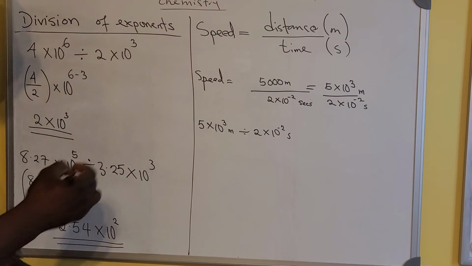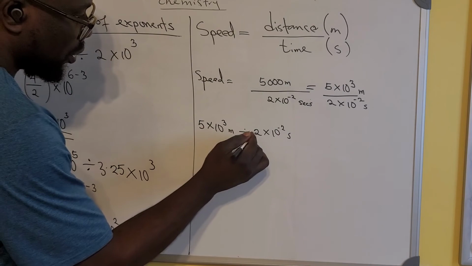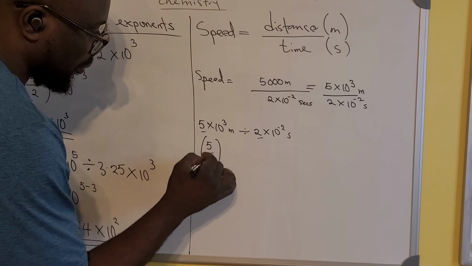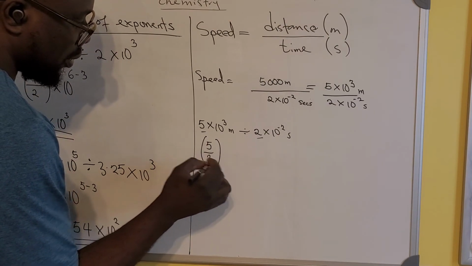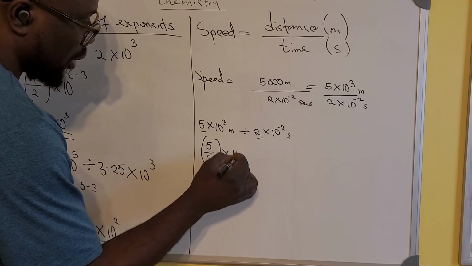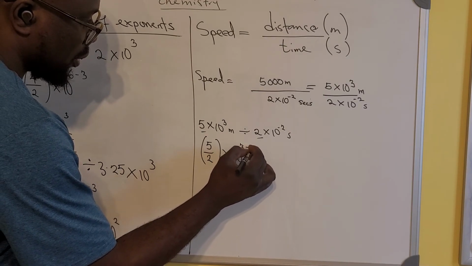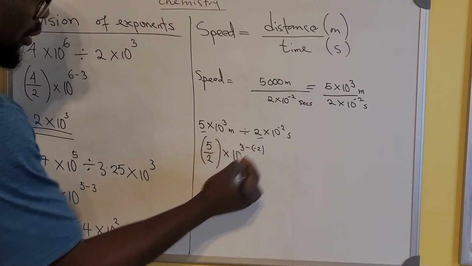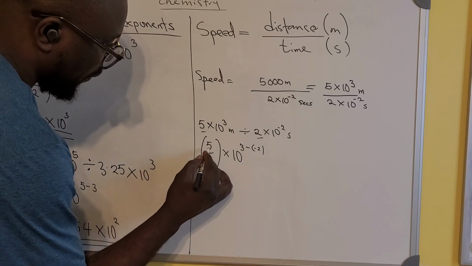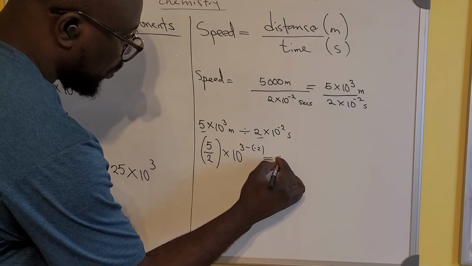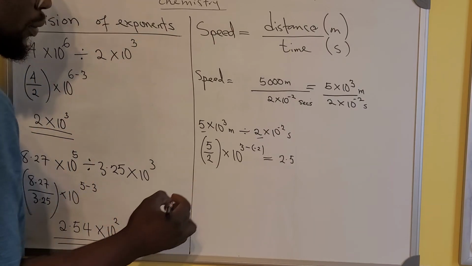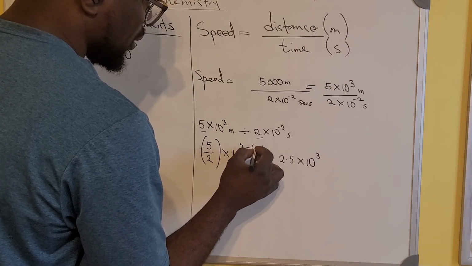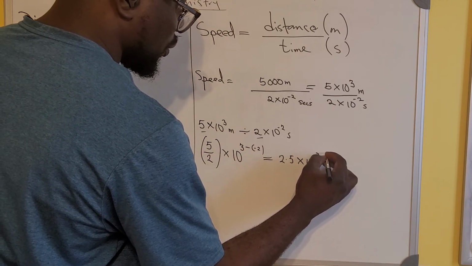So we do the same thing as we did earlier. We're going to take this 5 and this 2 and divide them. That will be 5 divided by 2, in meters and seconds. Then you have times 10, 3 minus minus 2. Like I said, it's division, so it has to be minus. So when you do that, 5 divided by 2 is 2.5, times 10 to the power 3 minus minus 2. Minus times minus is plus, so that's 3 plus 2.